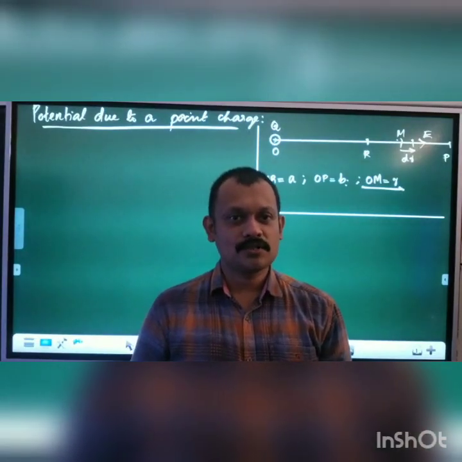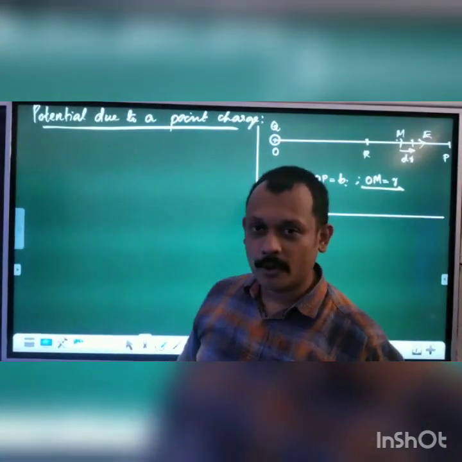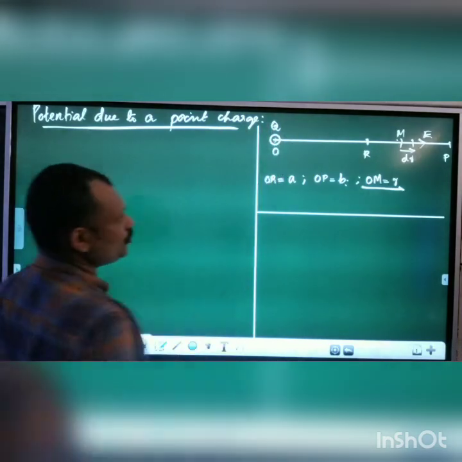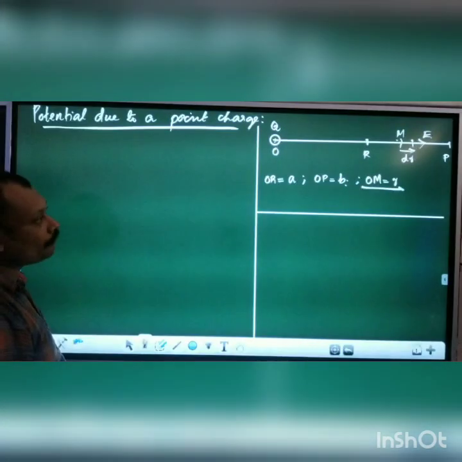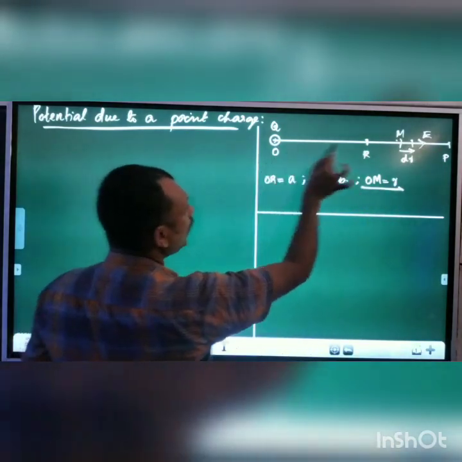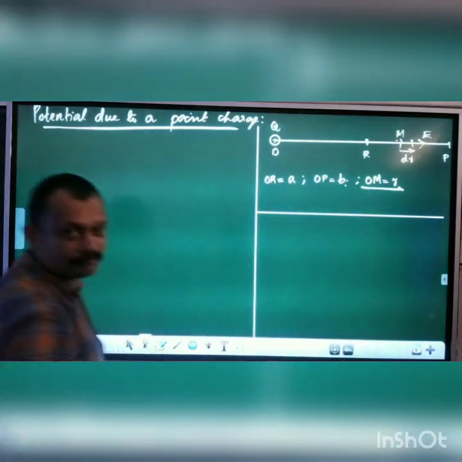Good morning, students. Today we are going to discuss electrostatic potential due to a point charge. Consider a positive point charge Q placed at O. We consider two points R and P such that OR is equal to A and OP is equal to B.